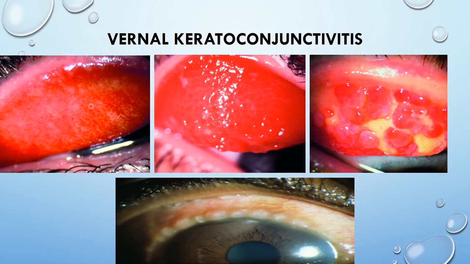Symptoms. The symptoms consist of intense itching, which may be associated with lacrimation, photophobia, a foreign body sensation, burning, and thick mucoid discharge. Increased blinking is common. In the palpebral disease, as shown in these superior images in this slide, signs include conjunctival hyperemia and diffuse papillary hypertrophy on the superior tarsus.